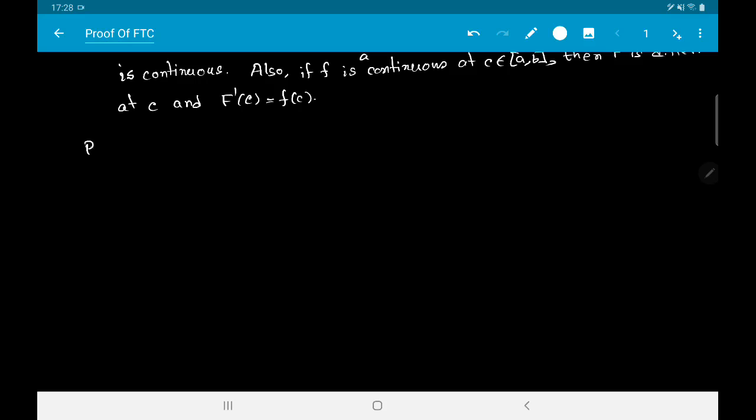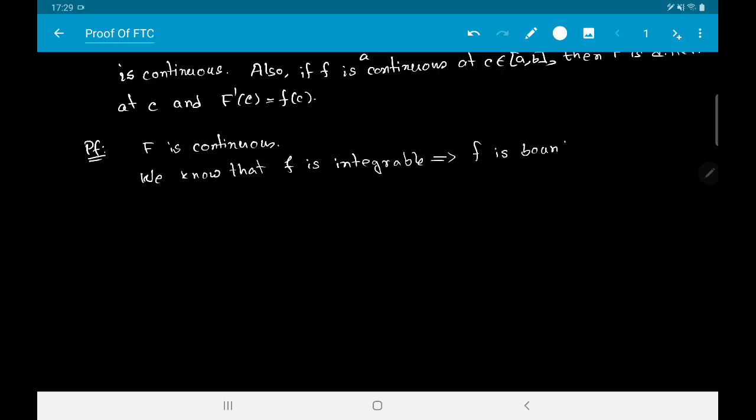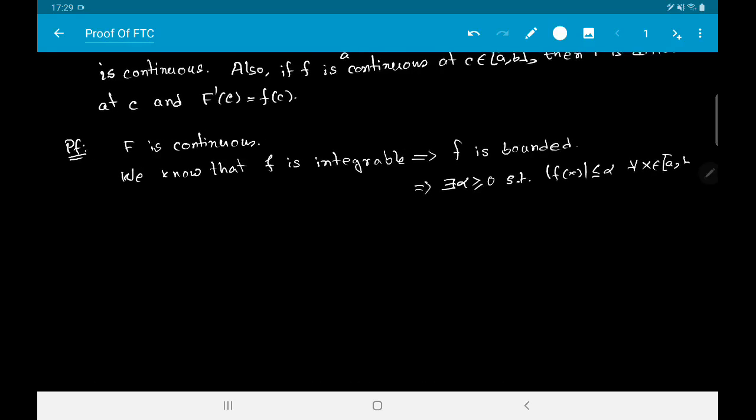So first we will show that the function big F is continuous. Now what do we have? We know that small f is integrable. So this means that small f is bounded. And what is the definition of a bounded function? There exists alpha bigger than or equal to 0 such that the modulus of f(x) is less than or equal to alpha for all x in [a,b].